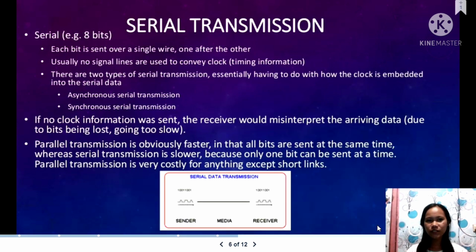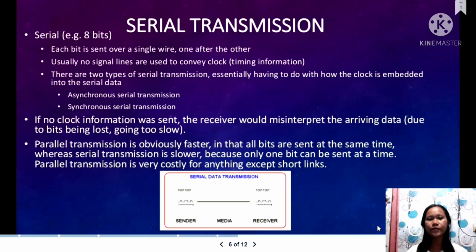Then there is serial transmission. Serial transmission has 8 bits. Each bit is sent over a single wire, one after the other. Usually no signal lines are used to convey clock or timing information. There are 2 types of serial transmission, essentially having to do with how the clock is embedded in the serial data, which are asynchronous serial transmission and synchronous serial transmission.